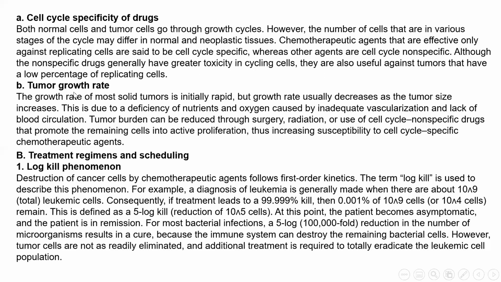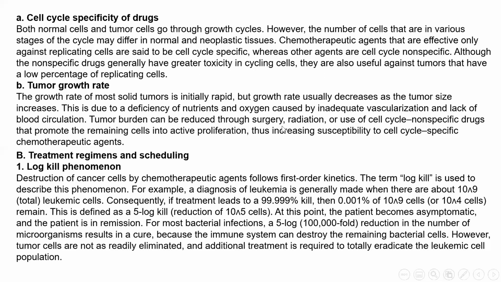Then we have what is called tumor growth rate. In general, the tumor growth rate, the speed of tumor growth, is very fast at the beginning of the cancer, but this rate starts to decrease with time. This happens because the tumor becomes larger, so it needs more oxygen and nutrients, and the blood vessels supplying the tumor are not enough to supply all the needed nutrients and oxygen. This causes a decrease in the growth rate due to the enlarging size of the tumor.